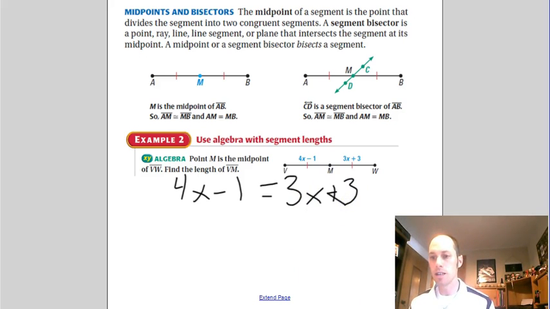Since those are equal, now we have an algebraic equation we can solve. So try solving that to see if you can find what VM is. Pause it and start it again when you're ready.